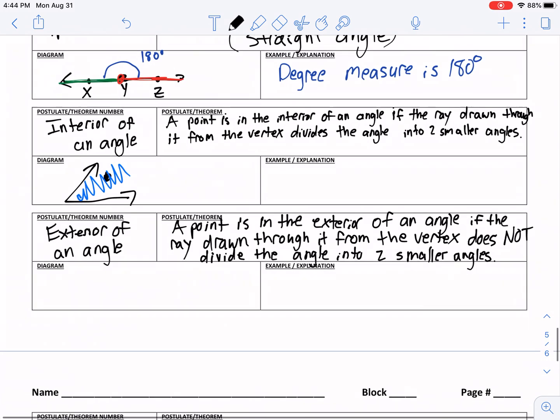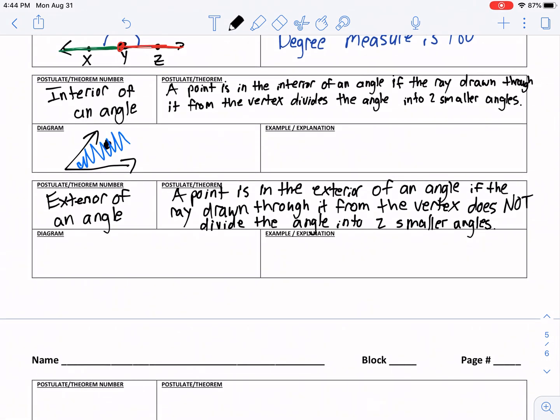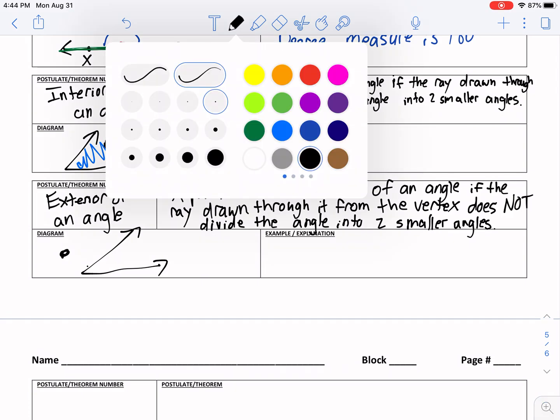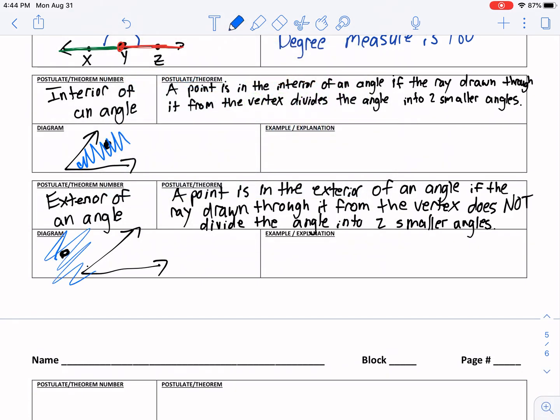Okay, so this is the exact opposite there. If we have a point that's on the exterior of this angle, I could draw a ray through it, but notice it doesn't divide the original angle into two smaller angles. It doesn't take this one and divide it into two separate ones. So we would say that would be on the exterior of this angle.